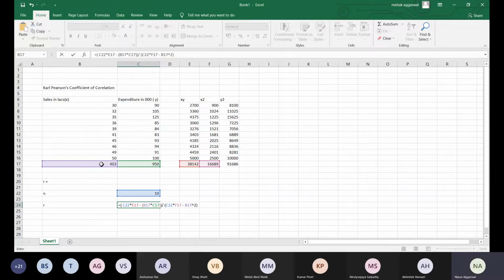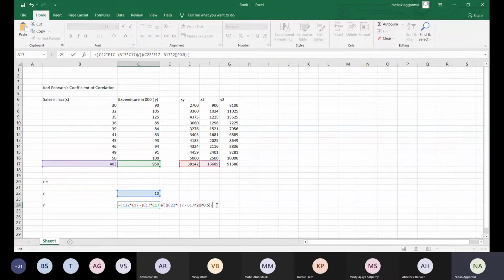So this becomes like n summation x square. So summation x square is this value F17 minus summation x whole square. Fine. And raised to the power, and for this, it is raised to the power 1 by 2. So this raised to the power 0.5. Clear?